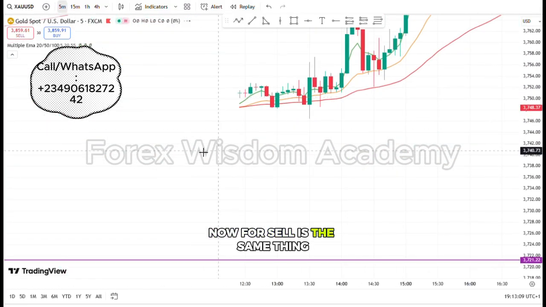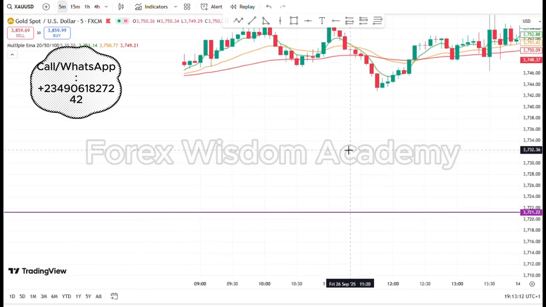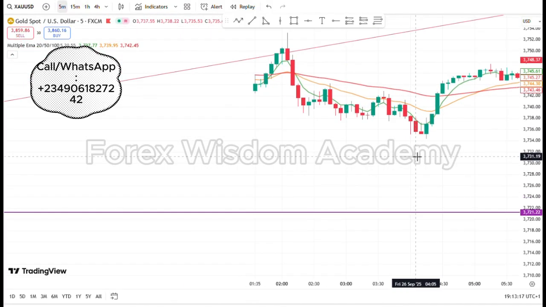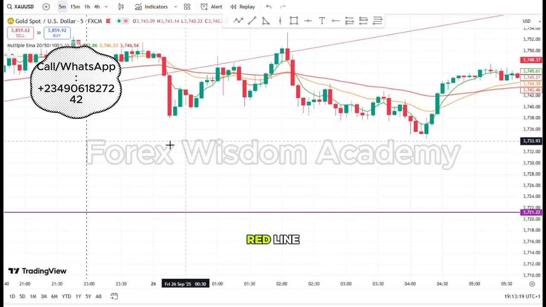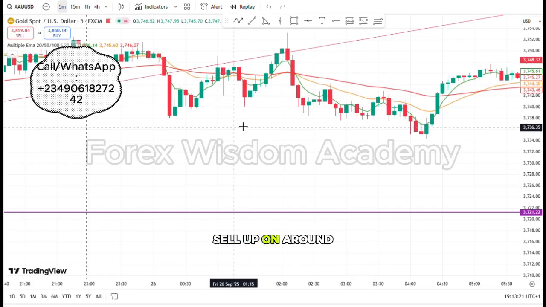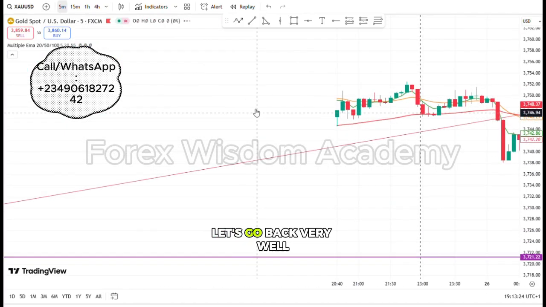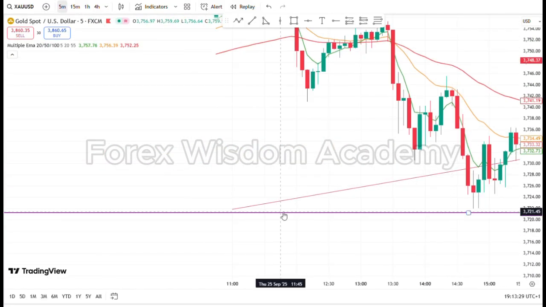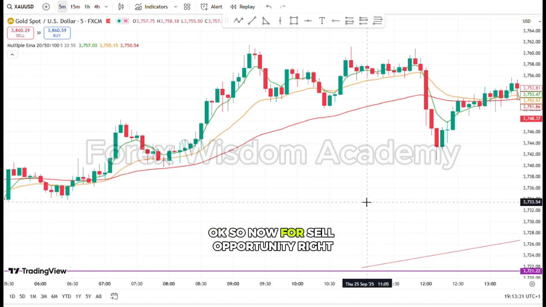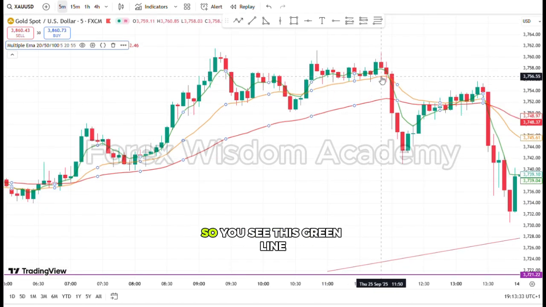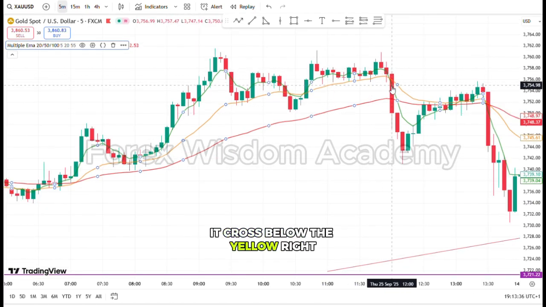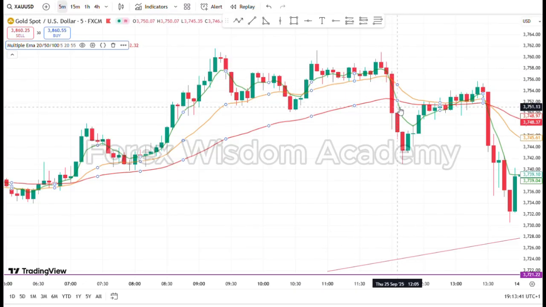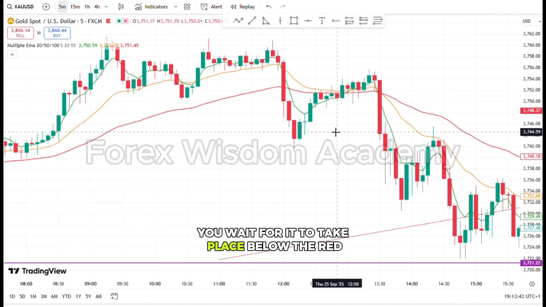Now for sell is the same thing, but for sell it should cross below, when it is below this red line. So for sell, let's see. Now for sell opportunity, let's use it. So you see this green line crossed below the yellow, right? However, this event did not take place below the red, so you are not going to sell. You wait for it to take place below the red.